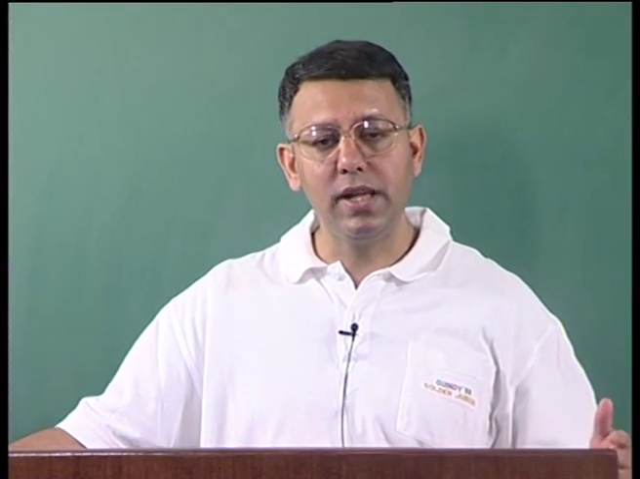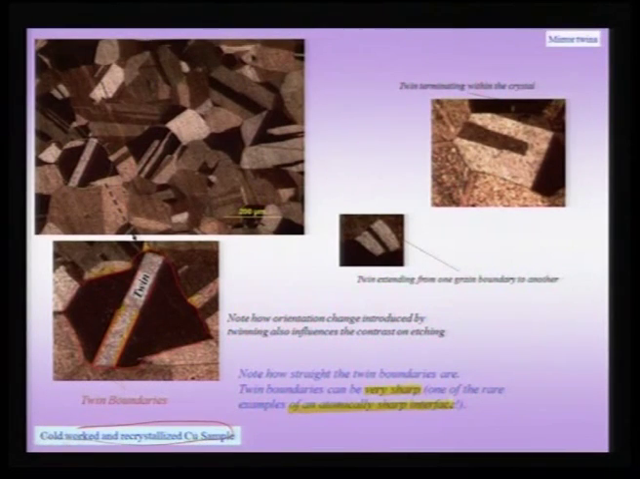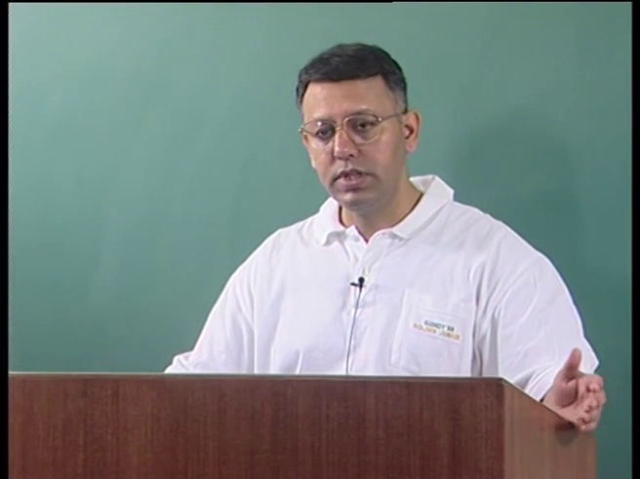So this is one of the rare examples of a boundary which is not only straight, but also atomically sharp. So unlike the grain boundary, which could have a certain region around it, which could even, as we saw in the extreme example, be amorphous, and typical grain boundaries are not straight, the twin boundary is a very special kind of boundary which can be atomically sharp and actually can be very, very straight.